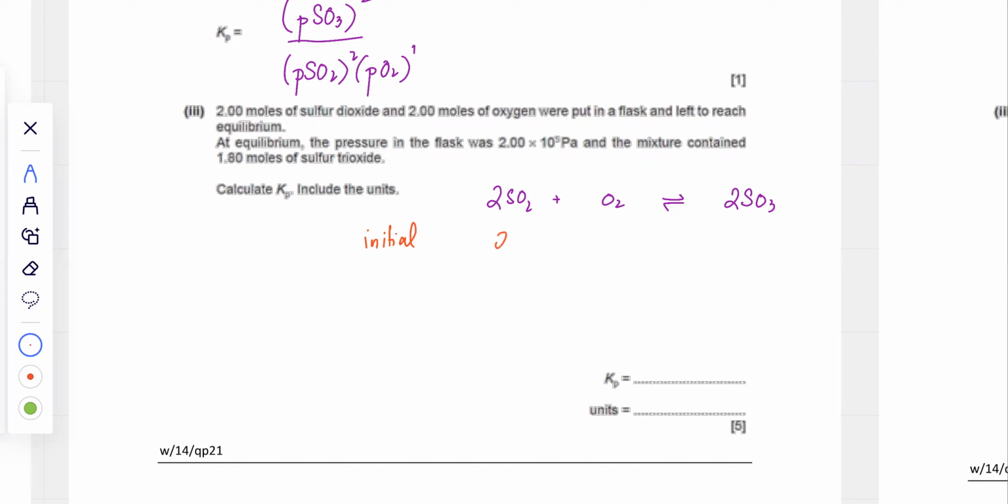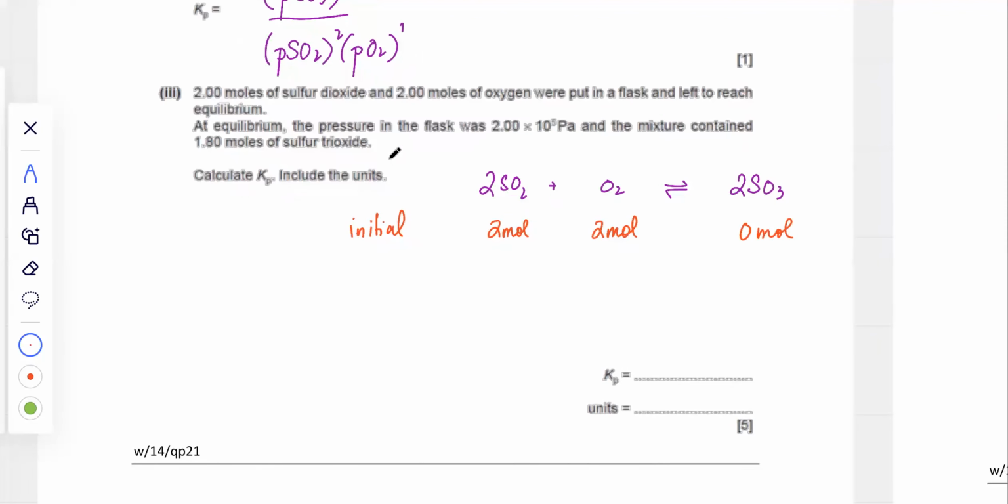So these were added, right? 2 moles of SO2 and 2 moles of O2 were added into the container. They were put in a flask and left to reach equilibrium. So there was absolutely no SO3 added. Like the first statement, nothing was added, no SO3 was added. And then obviously a reaction started, forward reaction happened, backward reaction happened, whatever happened at equilibrium. The pressure in the flask was 2 × 10^5 pascals, and the mixture contained 1.8 moles of sulfur trioxide.